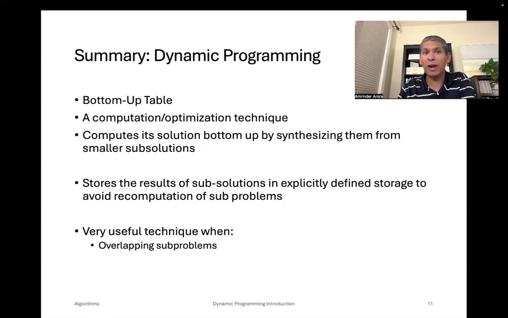So that's the dynamic programming. A very quick summary, really, at lightning speed here. It's a bottom-up table. It's a computation optimization technique in which you compute the solution bottom-up by synthesizing it from the smaller sub-solutions. It's a very, very useful technique for overlapping subproblems, when you see that, hey, I'm computing, but it's just taking too long. Am I computing the same thing again and again? Then the trick is to define your explicit storage, where you store your intermediate results so you can use them over and over again.